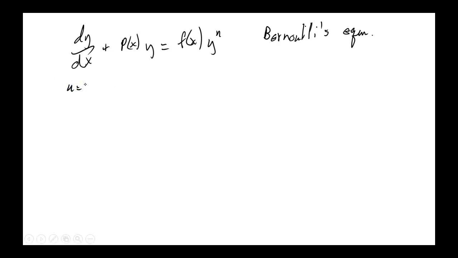u is equal to y to the 1 minus n, okay? Now, that looks like a great choice, doesn't it? Because if you do u is equal to y to the 1 minus n, then, well, let's just see what happens. It reduces this equation to a linear equation. Because then, 1 minus n, and you deal with the n, you get back to y to the 1, which was exactly what you wanted. Okay?